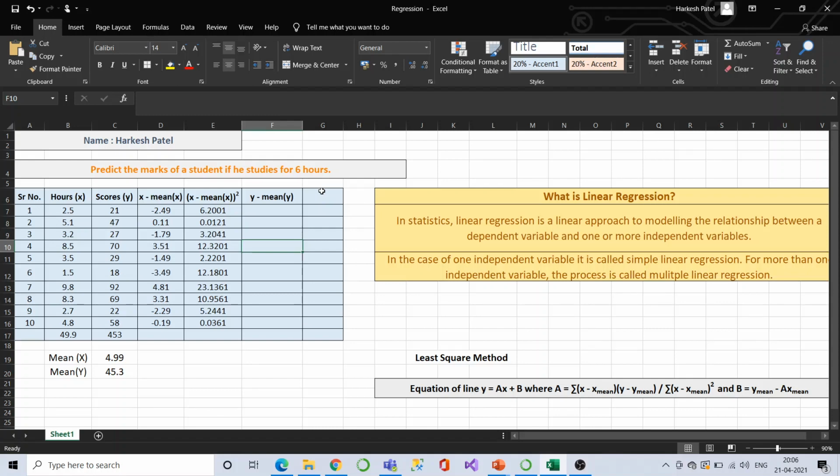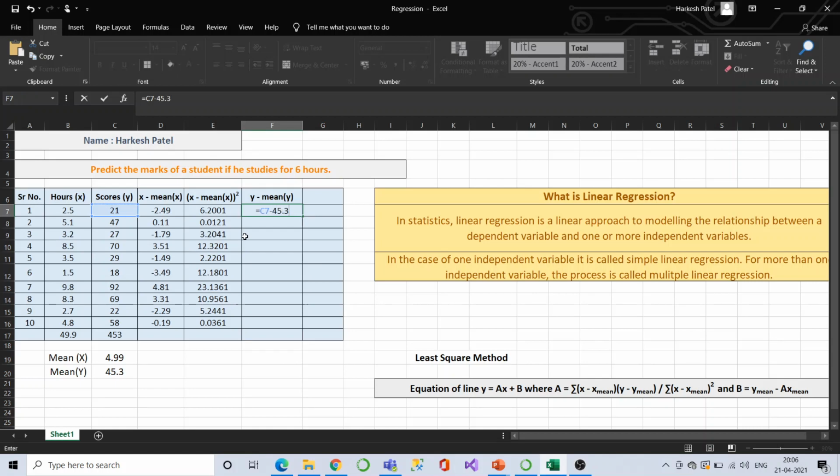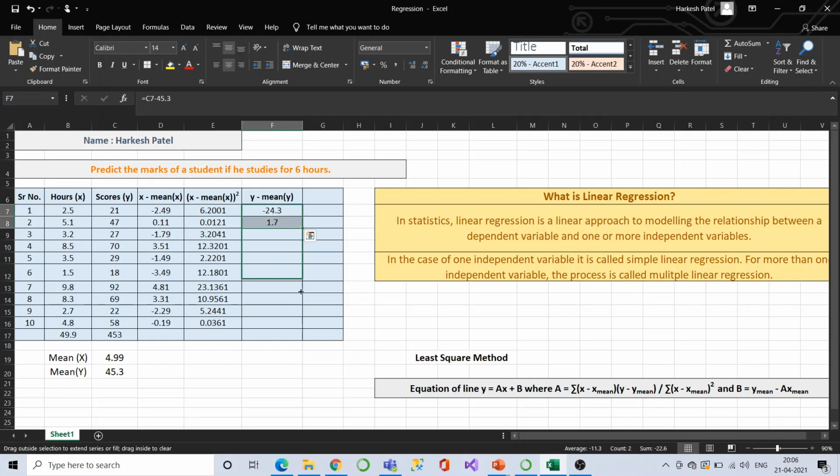Okay, so y minus y mean would be, what's y, 21 minus 45.3, equal to 47 minus 45.3. Okay, so now we'll just drag it over here, and last but not the least, we need x minus x mean into y minus y mean. The main outcome of finding x minus x mean and y minus y mean is this. We need the summation of it.